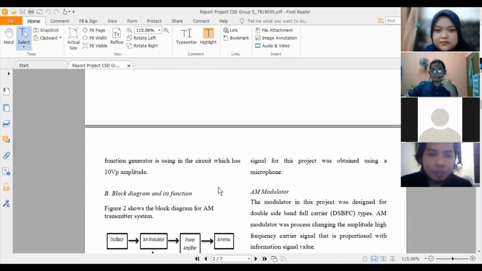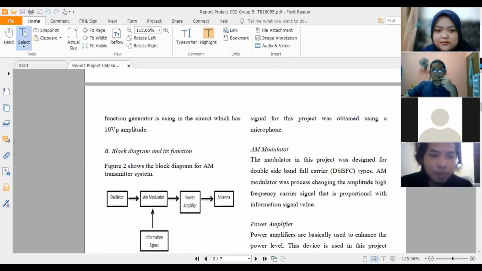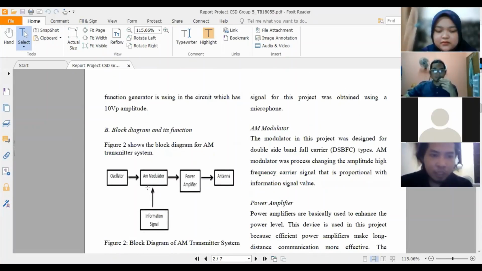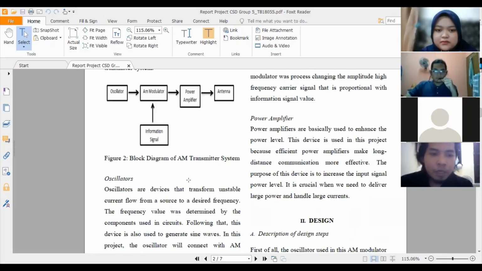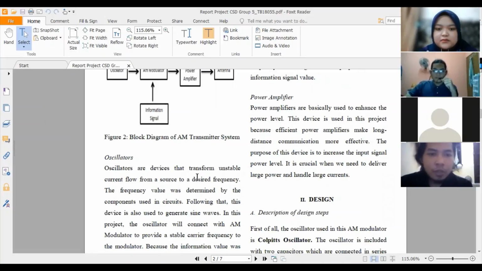The first stage of the transmitter system is an oscillator, and the second stage is a modulator, with the information signal, and a power amplifier. The oscillator is a device that transforms an unstable current flow source to the desired frequency.